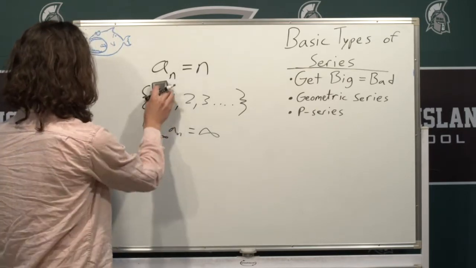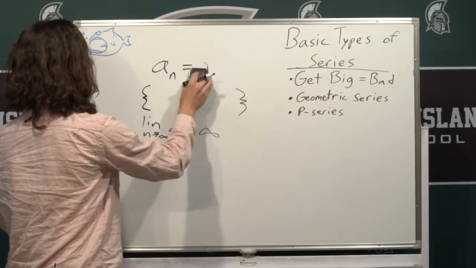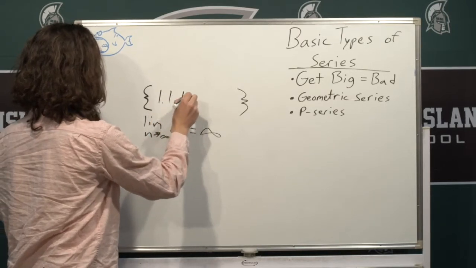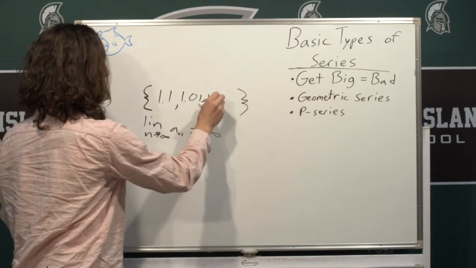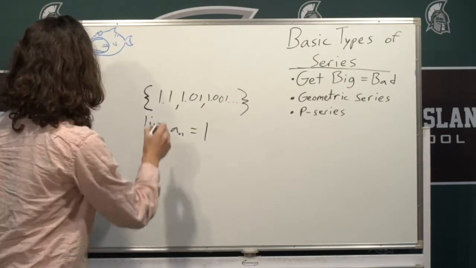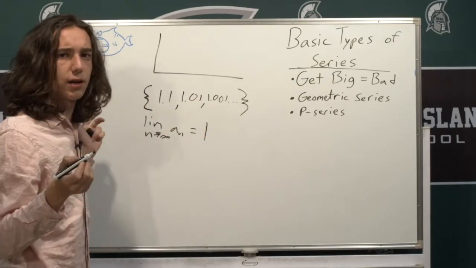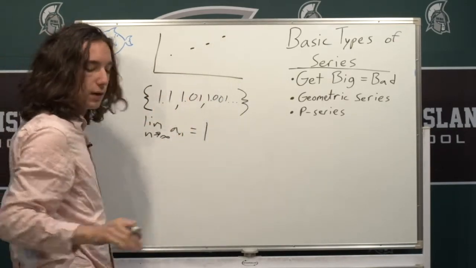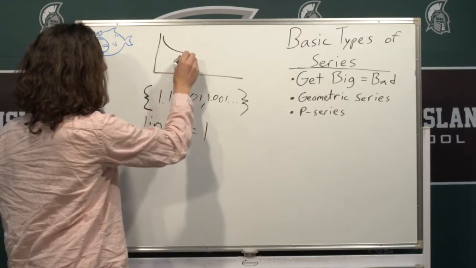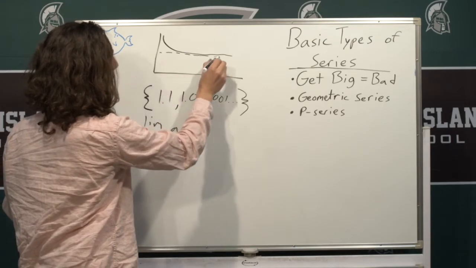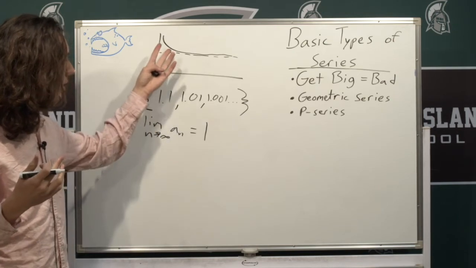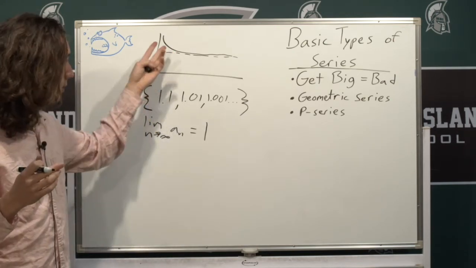But even if we have a list more like this, where you've got 1.1, 1.01, 1.001, etc., then our limit of a sub n is clearly approaching 1. And our little graph is not going to look like something that goes off to infinity, but it's going to look like this nice little asymptote. The values of the sequence are converging to 1.